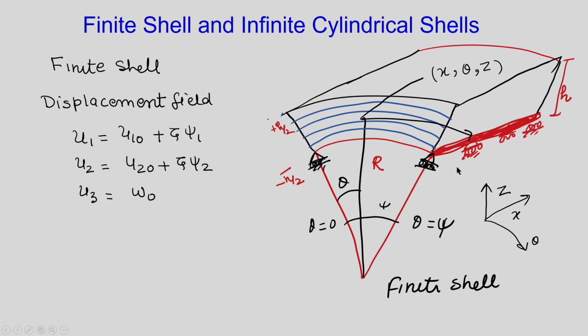The geometry remains the same. A finite shell panel is considered. The first coordinate direction is x, the second direction is theta, and z is our radial direction, basically the thickness direction. The displacement field is the same.